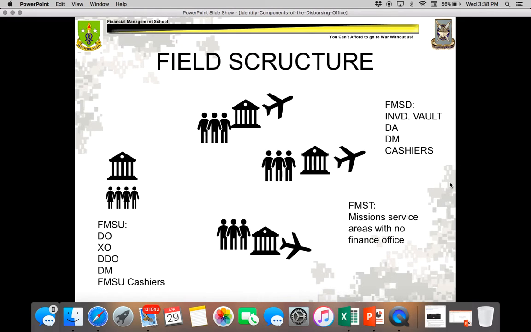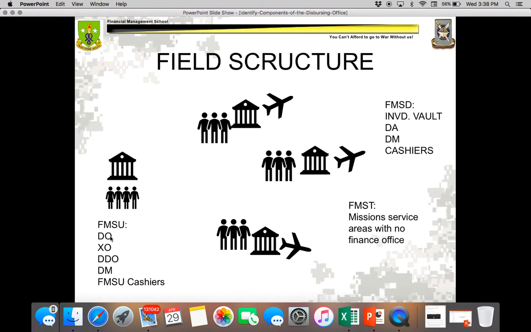So here's a little visual that I put together. You'll see the FMSU all the way over here. Right now our FMSU is in Kuwait, and then there'll be locations all throughout, maybe Jordan, in Qatar, Afghanistan, Iraq, wherever it may be. But the FMSU is located in one country with the FMSDs spread throughout theater.